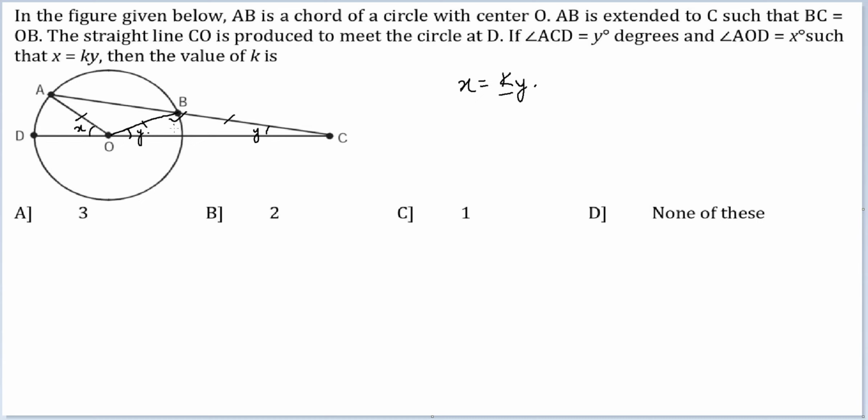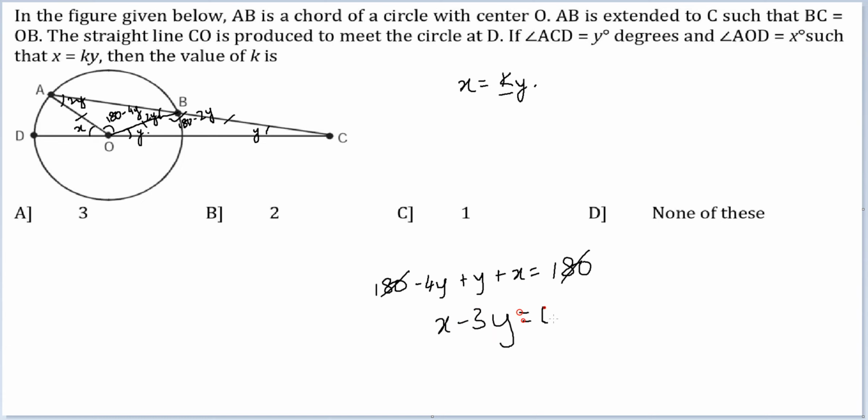Now this is 180 minus 2y. So this will be 3y. So this will be 2y as well. So this will be 180 minus 4y. Okay, so 180 minus 4y plus y plus x is equal to 180. Cancel. x minus 3y is equal to 0, or x is equal to 3y. Value of k will be option A, 3.